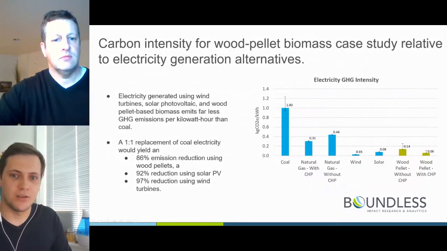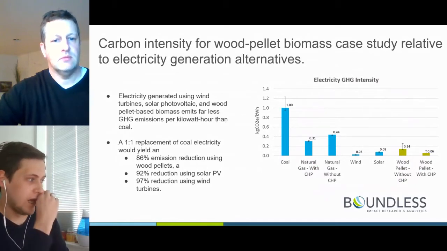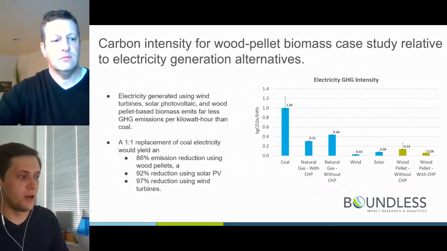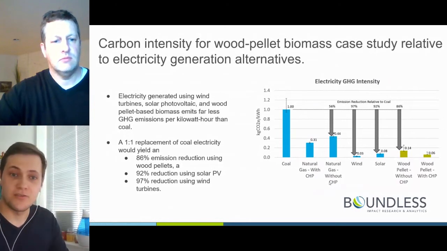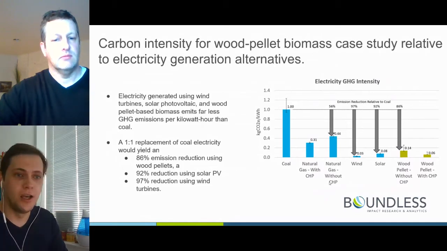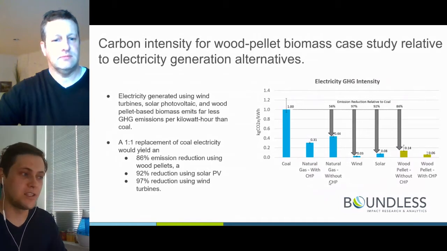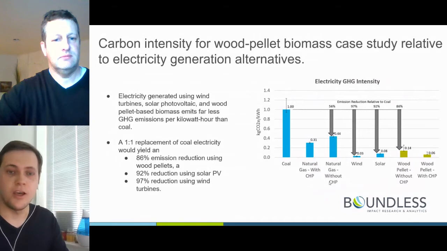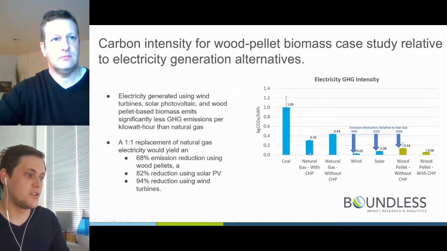So using our analysis based on life cycle analysis, we compared how wood pellets without combined heat and power and with heat and power score on the greenhouse gas intensity factor relative to coal, natural gas, wind, and solar. And what we see is that relative to coal, almost 86% greenhouse gas reduction can be achieved when you're burning wood pellets without CHP. It's a little bit higher for solar and wind, 92 and 97%. However, with wood pellet biomass, there is the advantage of having a continuous base load. Now, comparing this to natural gas as well, we can see a 68% reduction in greenhouse gas intensity.